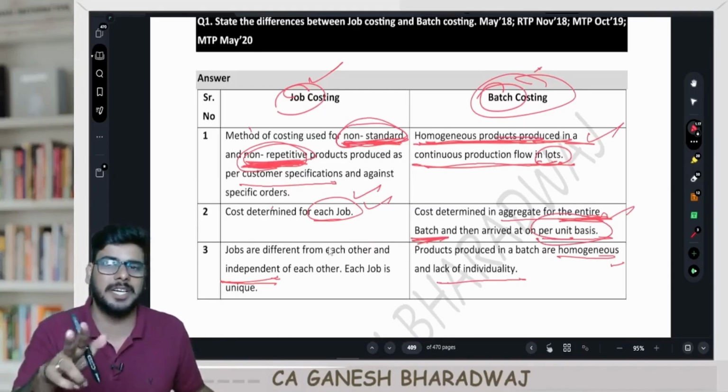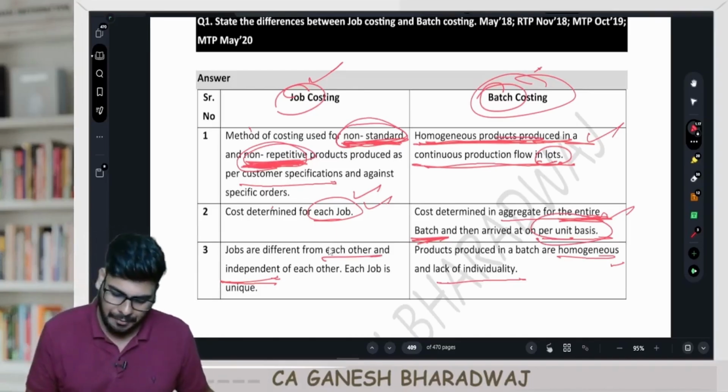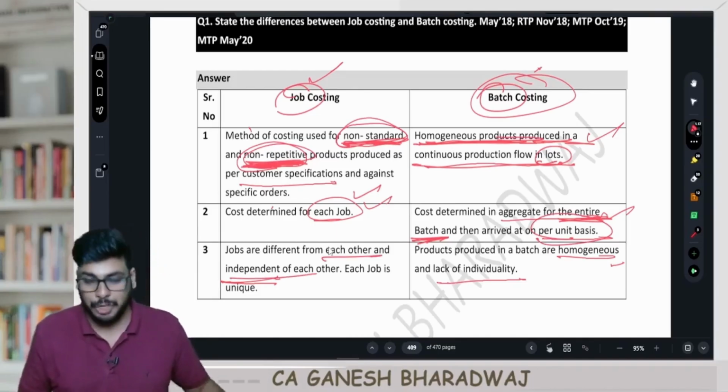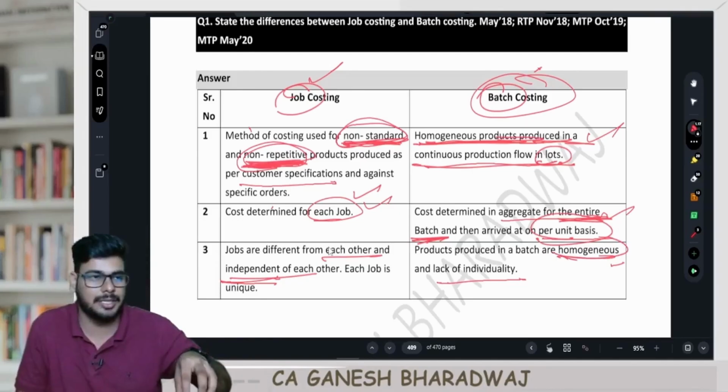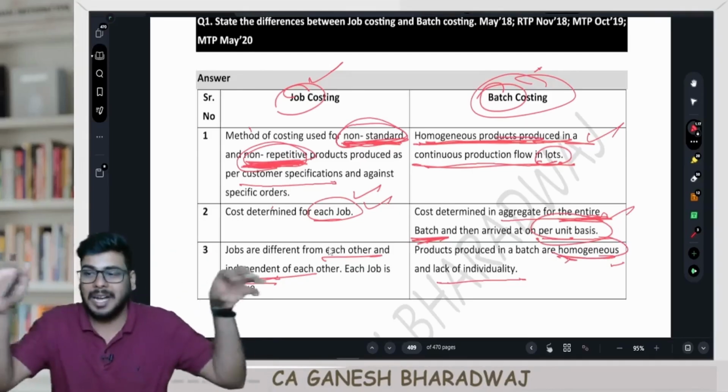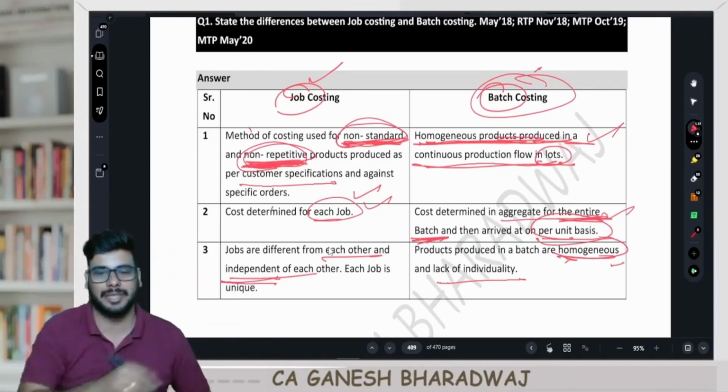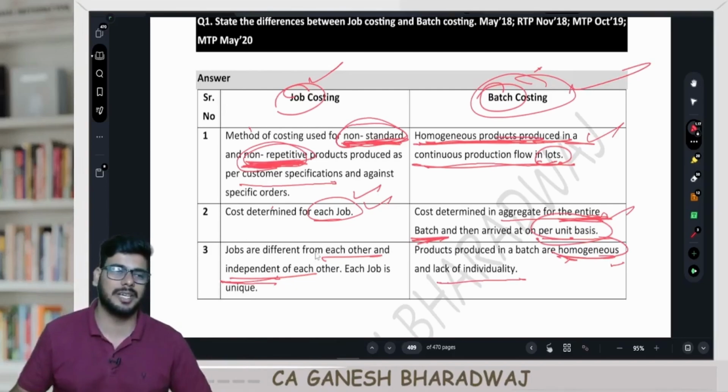Clear with this, guys? Printing press example. Jobs are different from each other, independent. The products produced in a batch are homogeneous. Clear with this? But the batches are slightly different. Are you clear with this? Now you are able to understand all these things, guys?